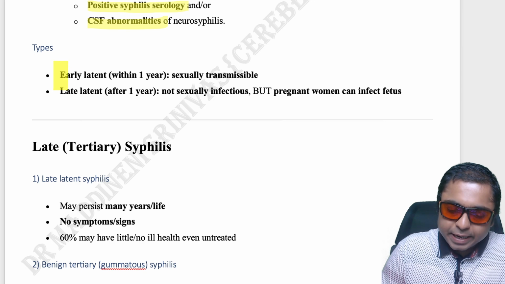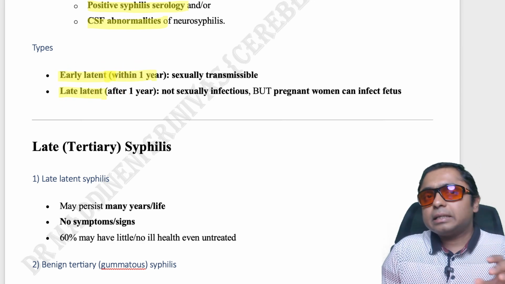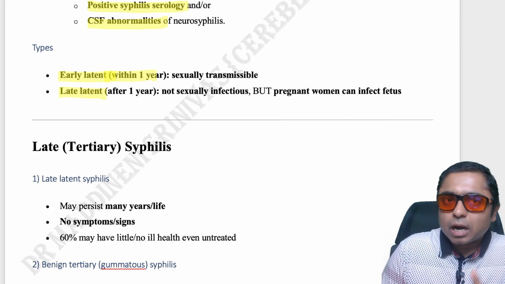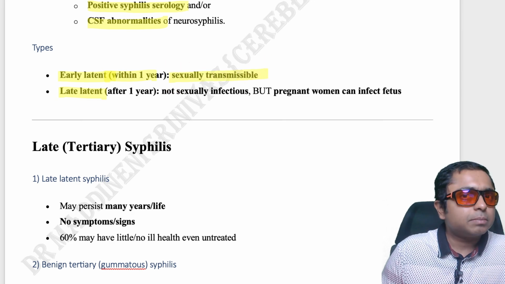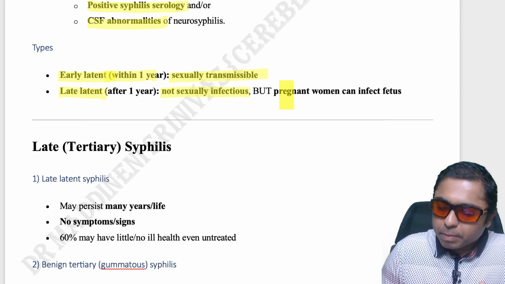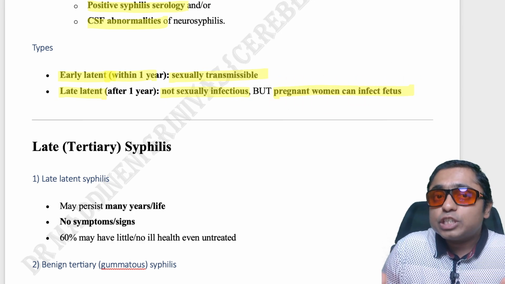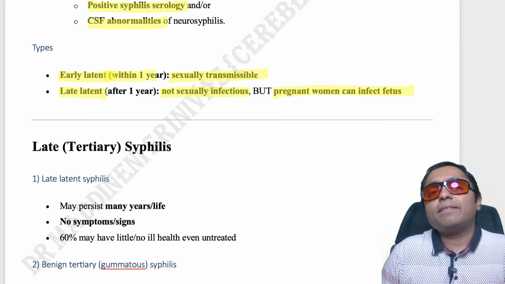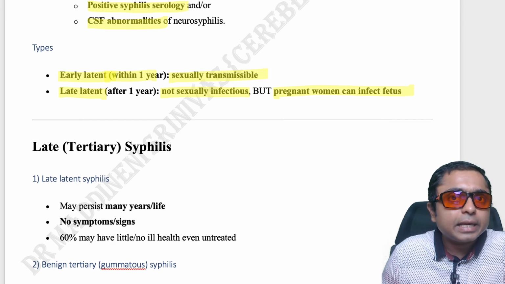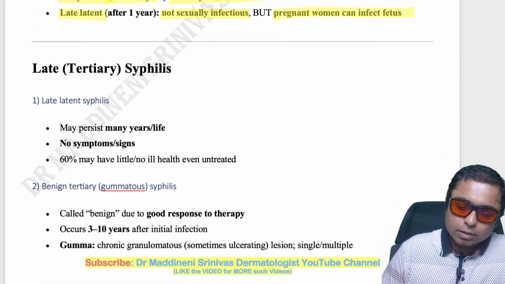So again, this is divided into early latent if it is within 1 year after the exposure, and it is called late latent if it is after 1 year. So the main difference is, in early latent syphilis it is sexually transmissible, whereas in late latent it is not sexually transmitted. But the problem is, if the mother is not getting proper treatment and she is having late latent syphilis, then she can infect the fetus. That is a problem. So that's why in gynecology we do the VDRL in all pregnant women, to even identify late latent syphilis.